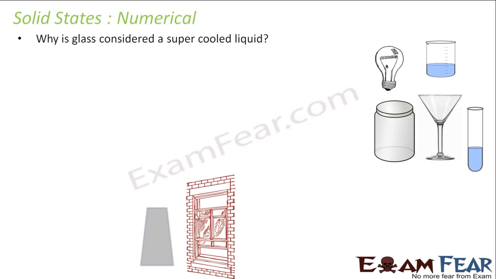Also, if you see the windows of the old buildings, they are thicker at the bottom. This is the glass window. So if you see, this will be thicker at the bottom and thinner at the top. Why? Because the glass flows, right? So that's why glass is called a super cool liquid, because they have a tendency to flow slowly, correct? And glass is amorphous, and all amorphous solids have a tendency to flow slowly.